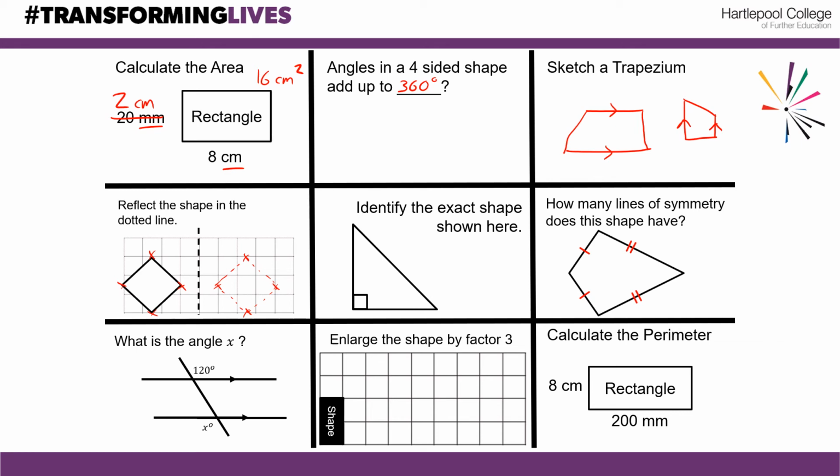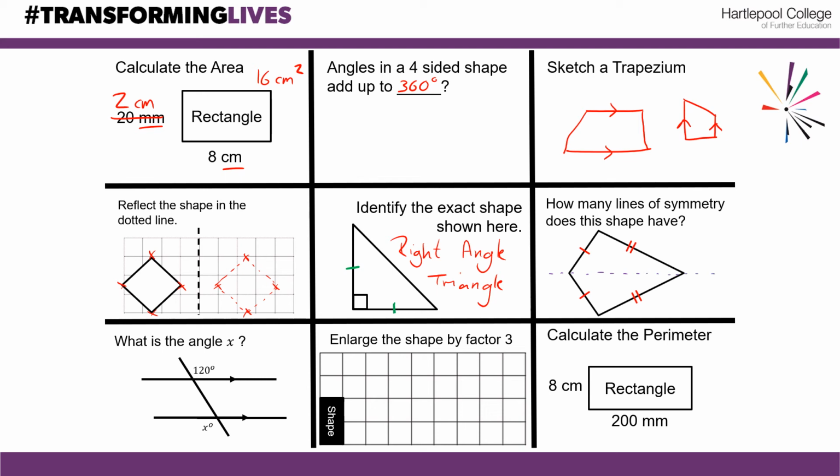Next up, identify the exact shape shown here. That's the clue. It is a right-angled triangle. Now, if you'd said isosceles, that could be true, but can only be true if we know that this side and this side are the same length, and we don't know that. So we couldn't really get away with saying that it was. Next up, how many lines of symmetry does this shape have? Well, it's got one line of symmetry that runs through the middle that way.